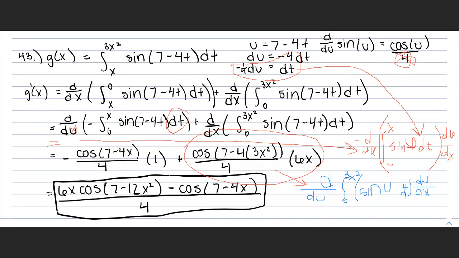dt, what did you say? Oh no, you're still right. You're still -1/4. Right, right here. Because u equals 7 minus 4t, right? Your dt is still equal to -1/4 du. Then du over dx would be 6x, right? The derivative of 3x squared. Exactly, right. du dx would be 6x, right?